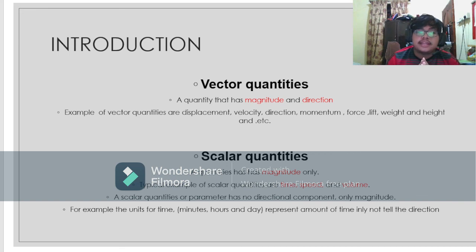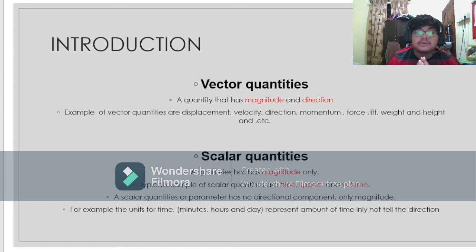The examples of vector are displacement, velocity, direction, momentum, force, lift, weight, and height, and other examples. They have magnitude and direction. While the examples of scalar quantities are time, speed, and volume. A scalar quantity or parameter has no directional component, only magnitude. That's why the difference between vector and scalar is that the scalar has only magnitude, while the vector has two things, magnitude and direction. And the scalar doesn't have direction.